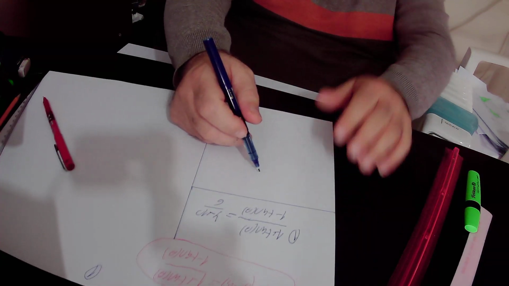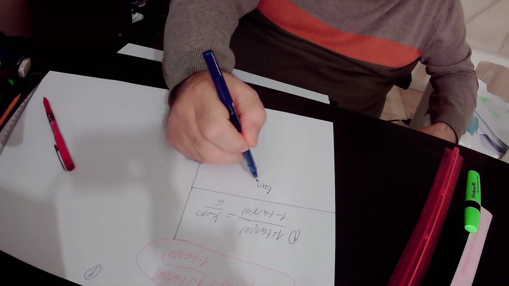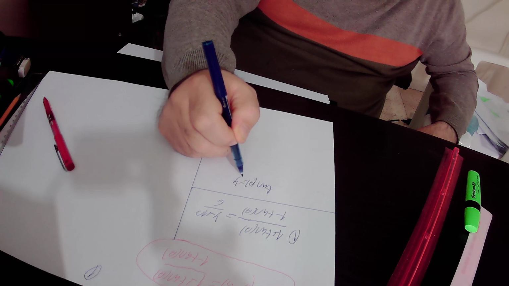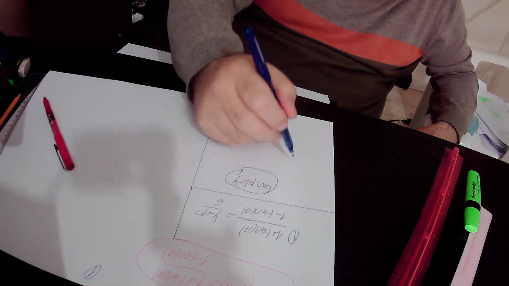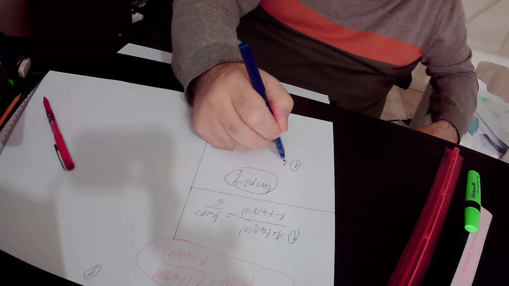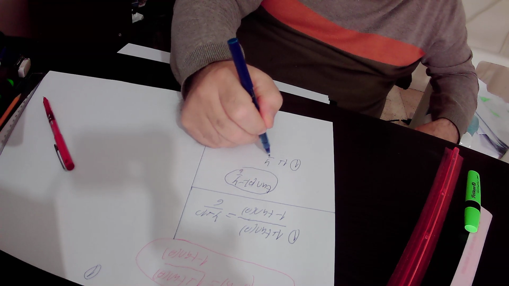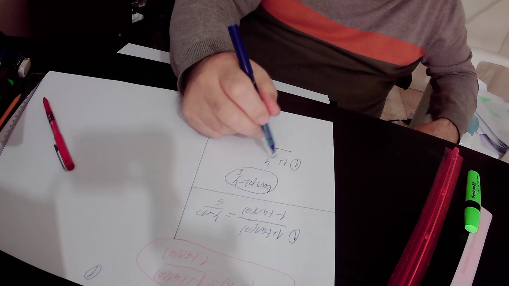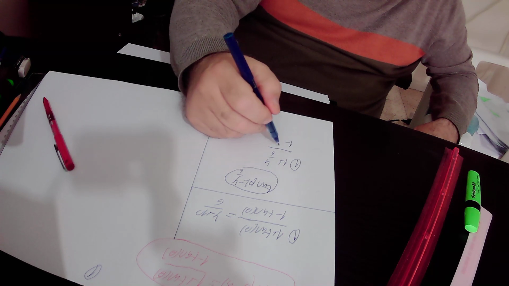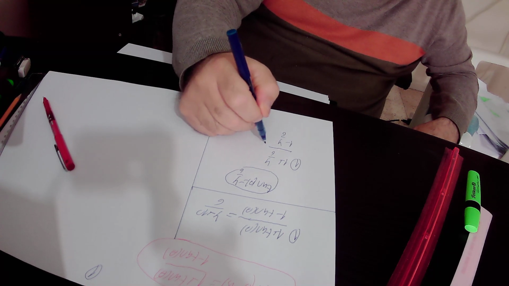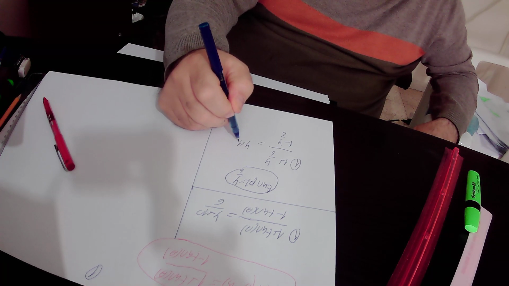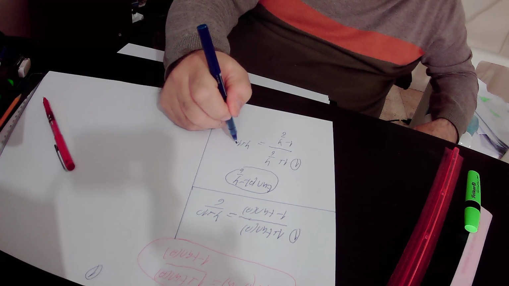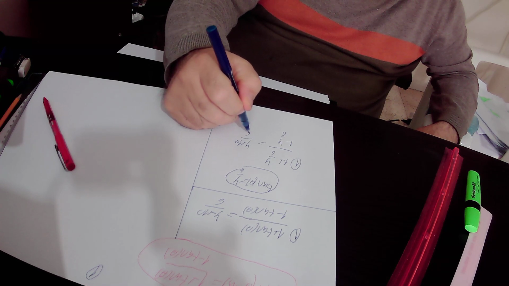We have already found out that tangent theta equals y over 6, so we substitute tangent theta in this equation by y over 6, and we get that 1 plus y over 6 over 1 minus y over 6 is equal to y plus 10 over 6.